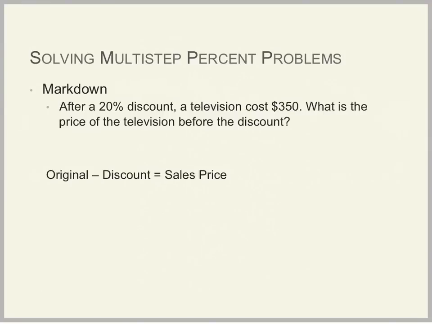Where do we see percents? Well, we often see percent markdowns. For example, we have a television that costs $350 after a 20% discount. What if we wanted to find the price of the television before the discount? Well, we don't know this price, this original amount. So we'll call this original amount X. We're subtracting from X our discounted amount. We know that we took a 20% discount, so that would be 20% of our original price, X, equals this new sales price of $350.